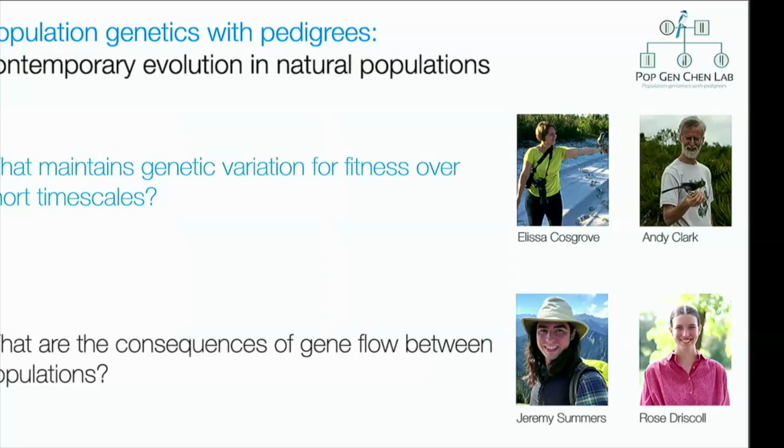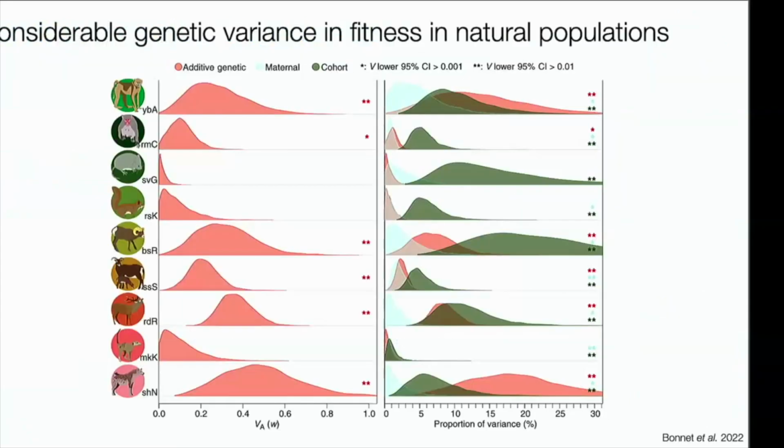Okay, so let's start with thinking about genetic variation for fitness. We now know that there is considerable genetic variation for fitness in natural populations. This is a figure from a relatively recent Science paper that estimated additive genetic variance in lifetime breeding success for several different mammal populations. This leads to a classic long-standing question in evolutionary biology: selection should act to remove variation over time, so why do we still see so much genetic variation for fitness and fitness-related traits?